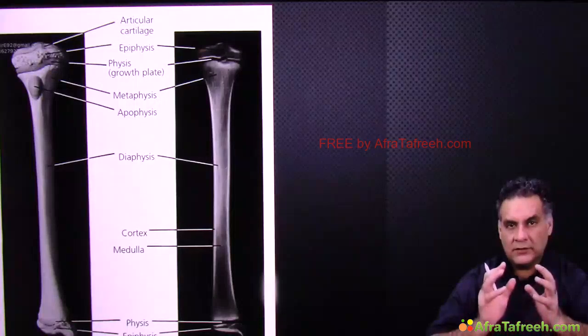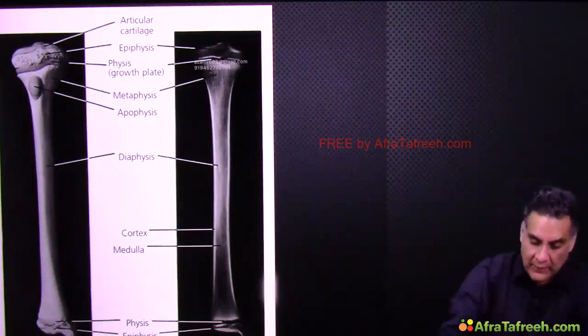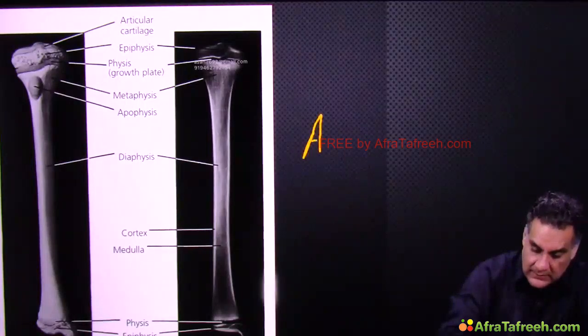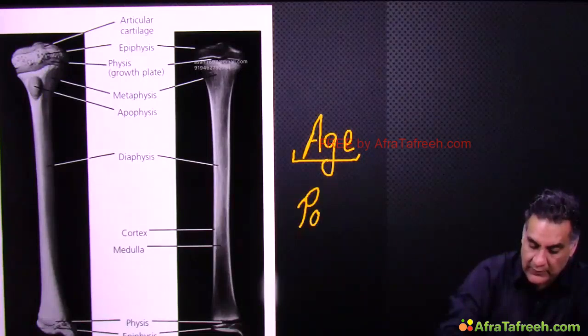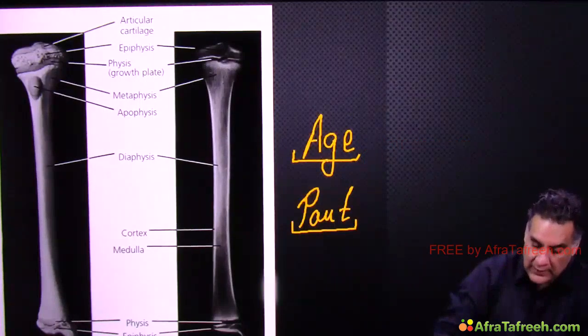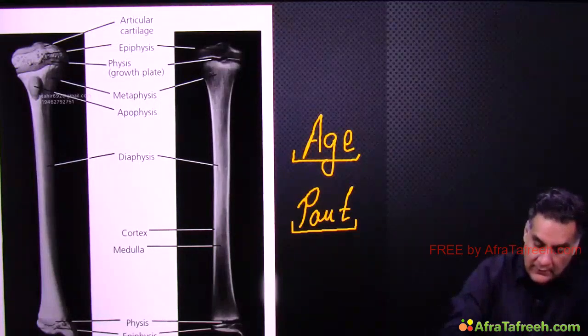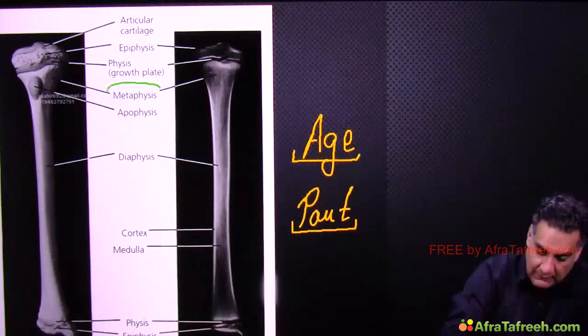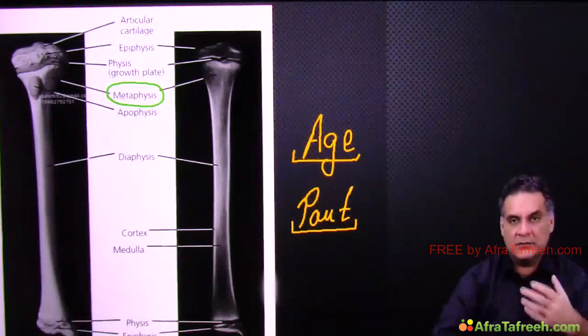Whenever we want to diagnose a bone tumor, remember there are two things which are important. One is age of the patient. Second is part of the bone affected. When we look at the part, because that's more significant, we have done this. Metaphysis happens to be the most common area where infections and tumors occur.